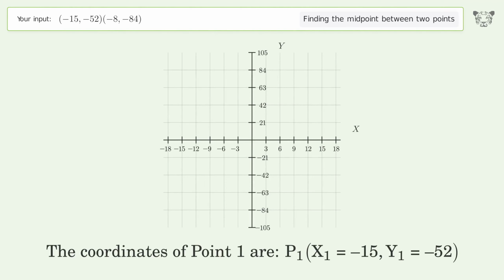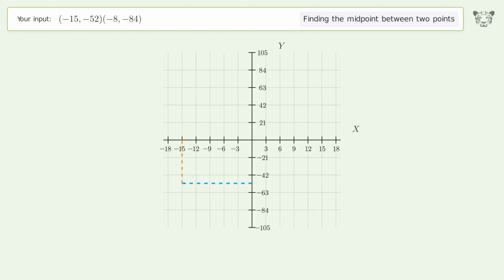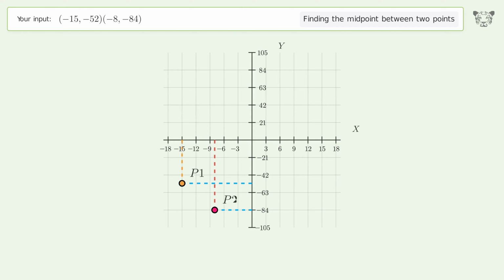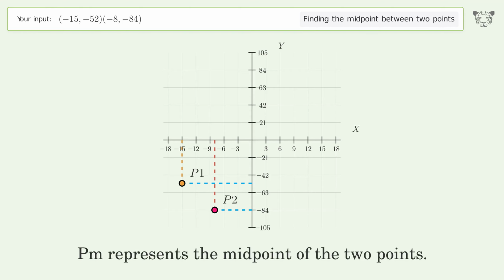The coordinates of point 1 are, x1 equals negative 15, y1 equals negative 52. The coordinates of point 2 are, x2 equals negative 8, y2 equals negative 84. PM represents the midpoint of the 2 points.